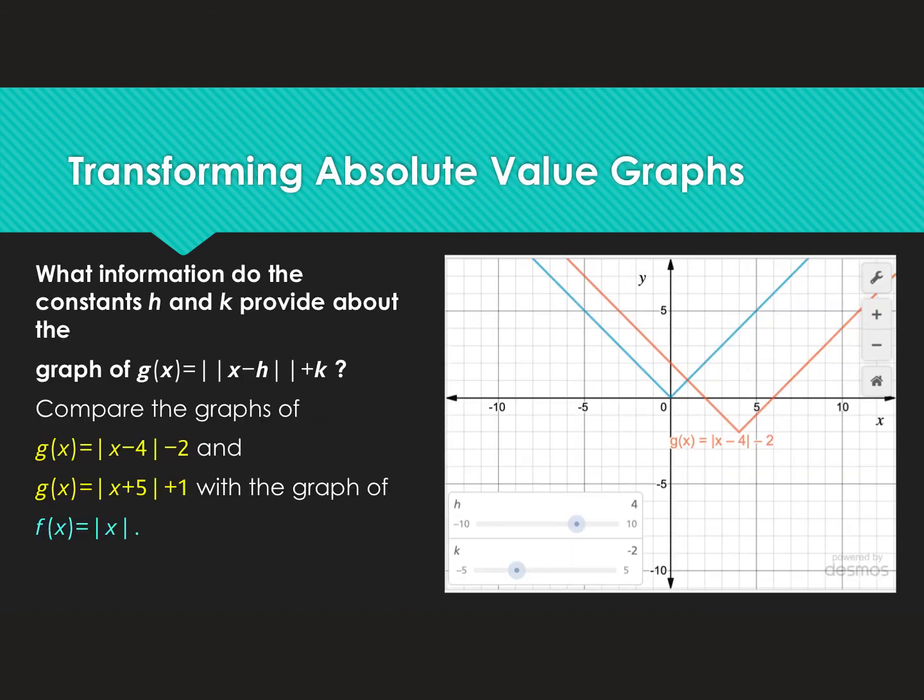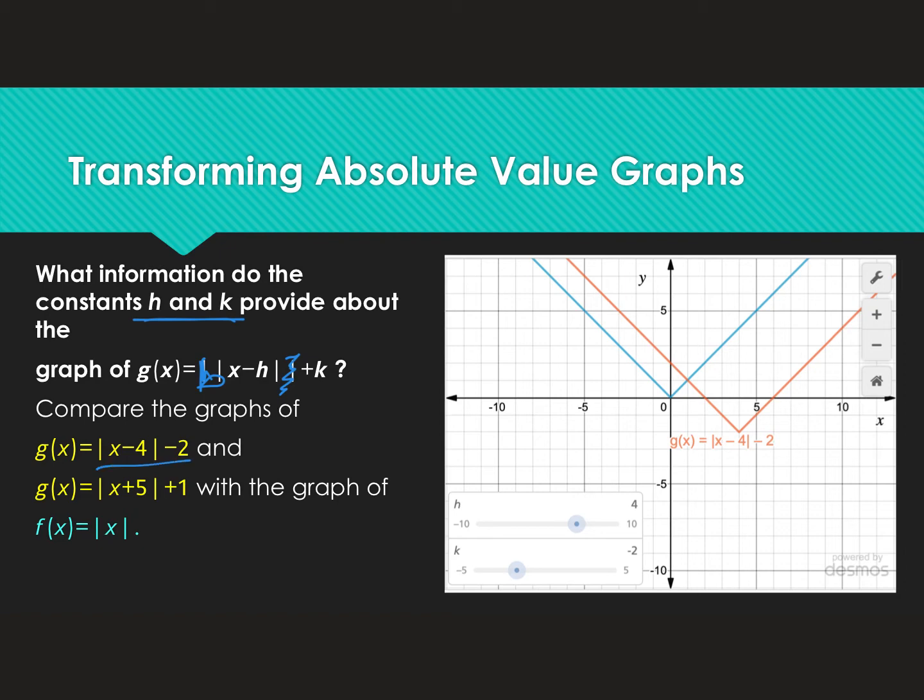Well, now let's talk about transforming absolute value graphs. So what information do the constants h and k provide about the graph g of x equals the absolute value of x minus h plus k?